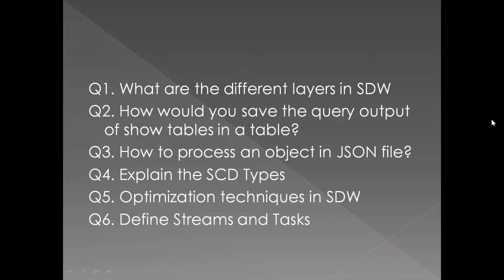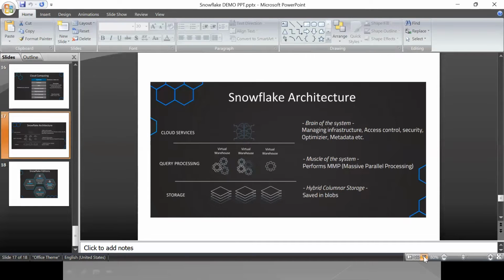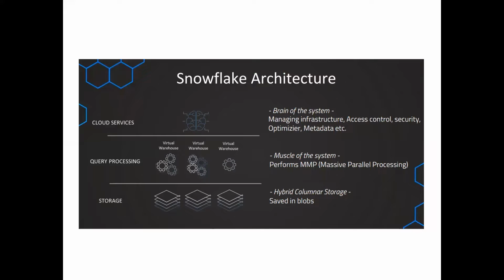So first things first, the very first question we are going to talk about is: what are the different layers in the Snowflake data warehouse? This is a very basic and very obvious question which we expect in the Snowflake data warehouse, and we should know what it looks like. This is a very high level architecture of Snowflake data warehouse.